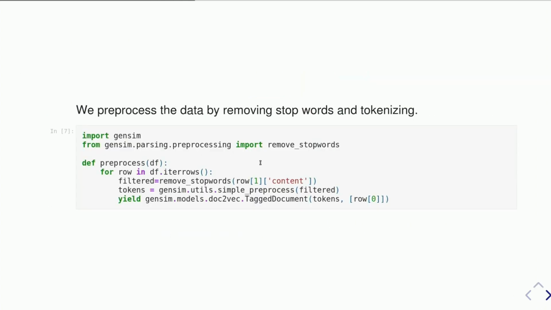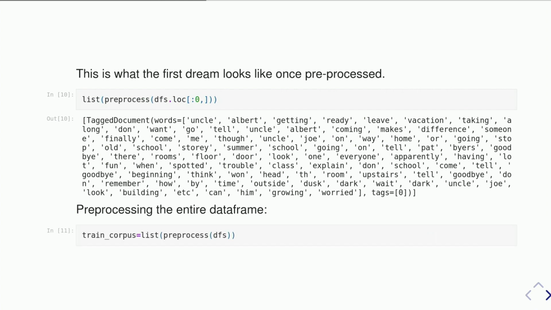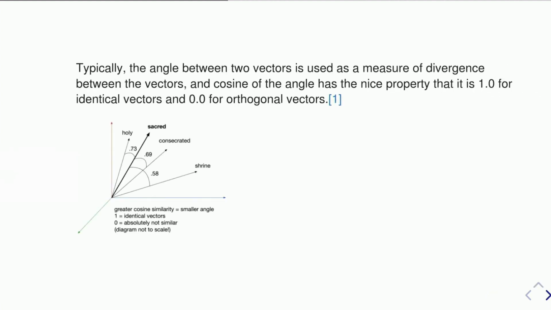We process the data by removing stop words and tokenizing. This is what the first dream looks like once it's been pre-processed, tokenized, and without stop words. And we do the same thing for the entire data frame. Then we feed it into a doc2vec model with the default parameters, and we save it for later use. This is what cosine similarity kind of looks like. You have document vectors in vector space, and the larger the angle between them, we interpret that to mean that the less similar those two documents are.